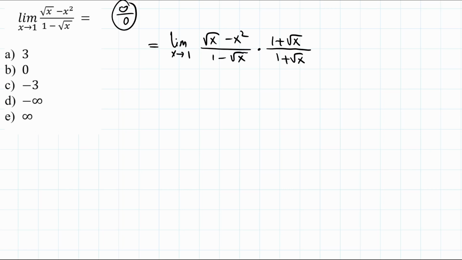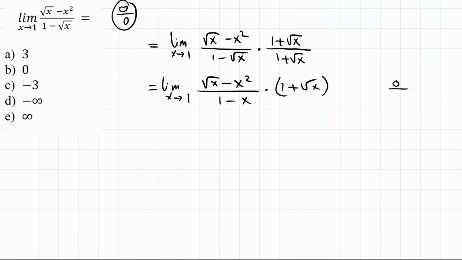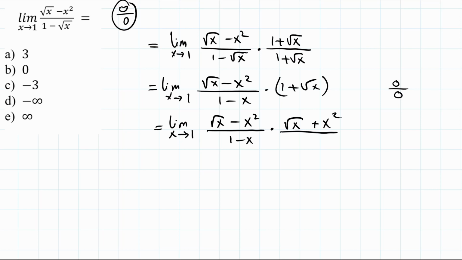Okay, so if you evaluate that, that becomes the limit as x goes to 1 of the square root of x minus x squared divided by, multiplying these together, 1 minus x, and we have this 1 plus square root of x there, and I use parentheses to avoid mistakes. Now if you let x go to 1, this will still result in 0 over 0, and possibly we can do something about the expression by multiplying also by its conjugate. So this is the limit as x goes to 1 of the square root of x minus x squared divided by 1 minus x, and multiply that by the square root of x plus x squared and divide by the same thing, so that is equal to 1.